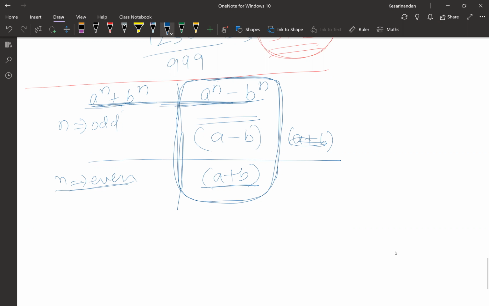Now, for this case, if n is odd, it will be divisible by a plus b. And if n is even, it will be divisible by a minus b. Is this part clear, guys? Everybody?